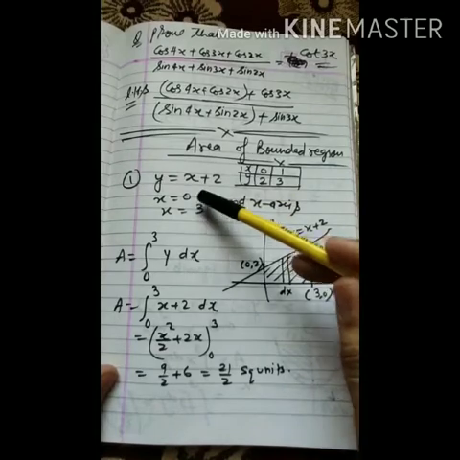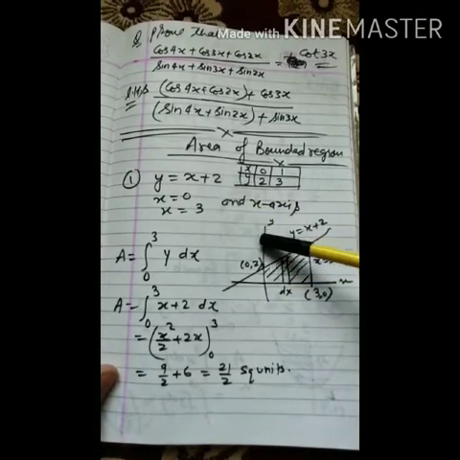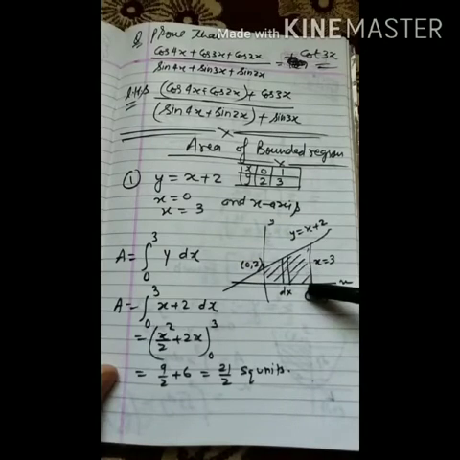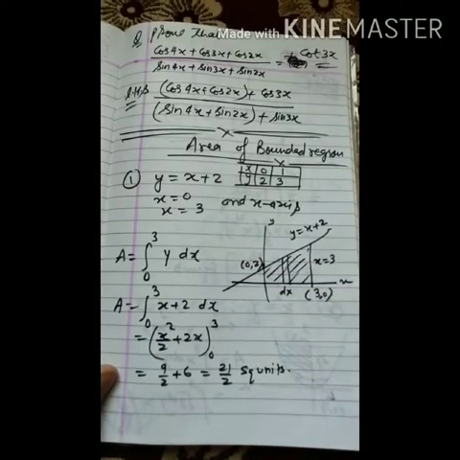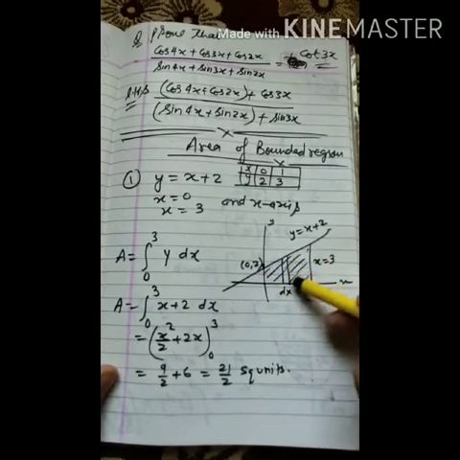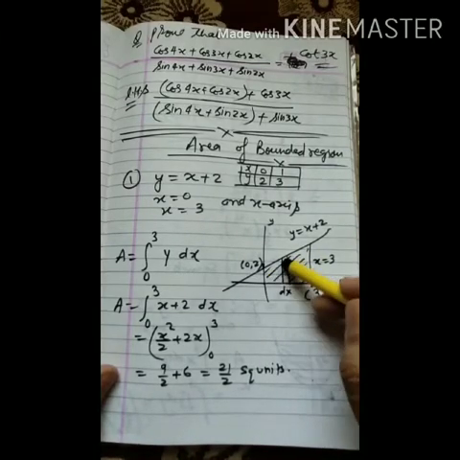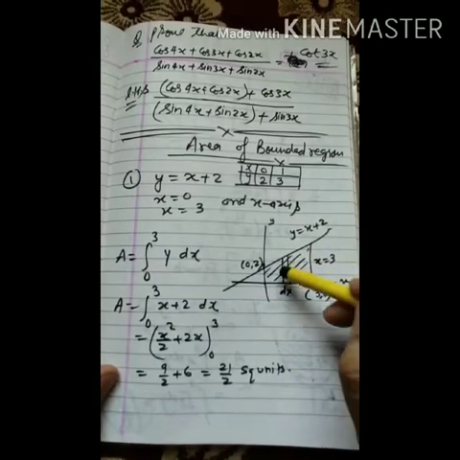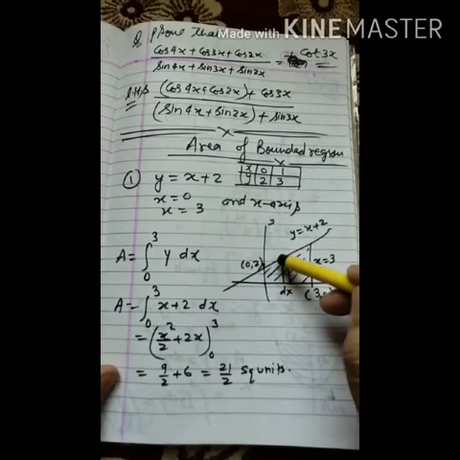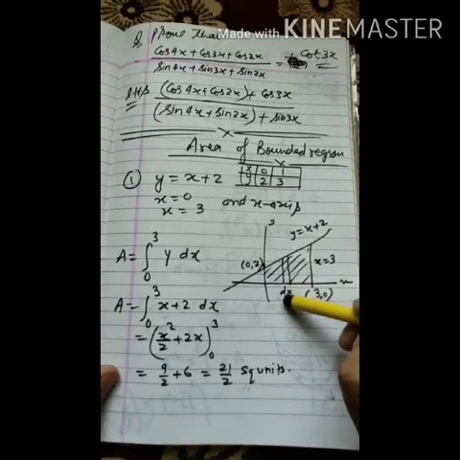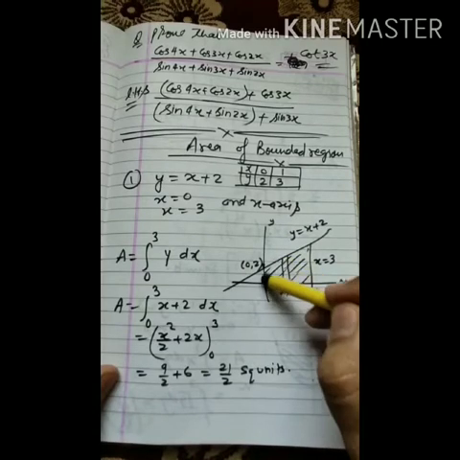Now second line is x equal to 0. So x equal to 0 is what? Y-axis. Now x equal to 3 is a line parallel to y-axis, and this is the x-axis. So this area, the shaded region, we have to find. This area is going to be found on x-axis. So insert a rectangular strip whose thickness is dx parallel to y-axis.